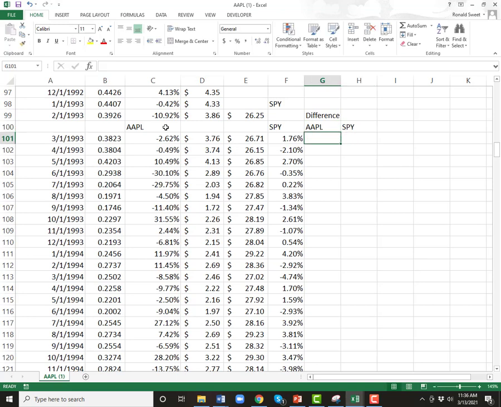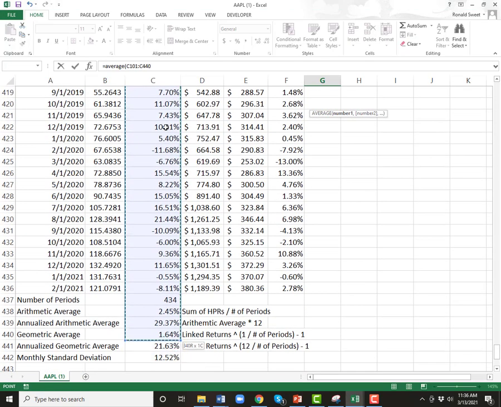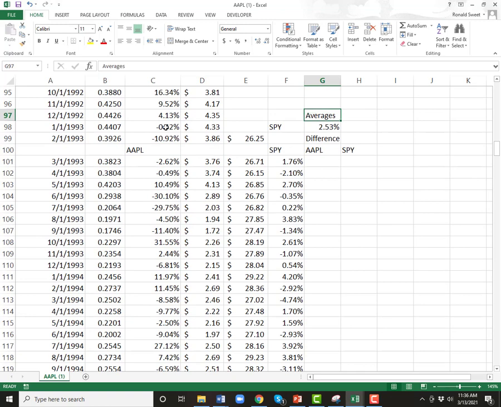So let's get the averages. So the average for Apple, we've already seen that, except this is a different period of time, is 2.53. For the market, it's 0.89%. Obviously, Apple's had a much higher return than the market. Now we'll do the difference from the average. So we take Apple, in this month, they made negative 2.62, subtract the average. There's the difference in the average.